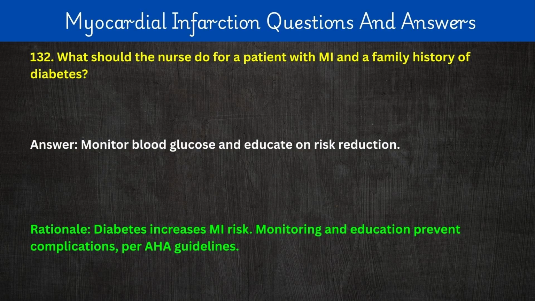132. What should the nurse do for a patient with MI and a family history of diabetes? Answer. Monitor blood glucose and educate on risk reduction. Rationale. Diabetes increases MI risk. Monitoring and education prevent complications, per AHA guidelines.